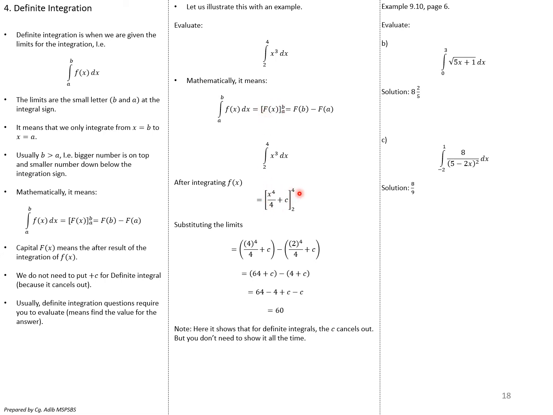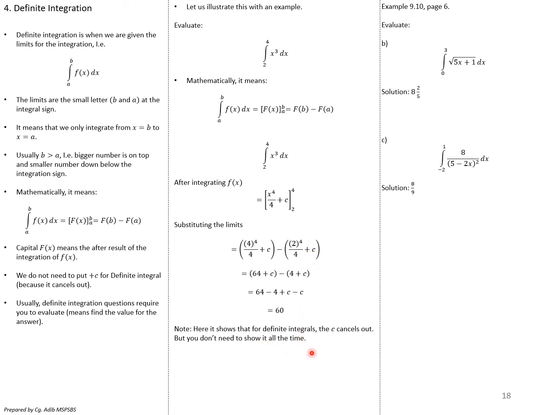So I just copy the limit for 2. This means you substitute 4 into the big F(x) minus you substitute 2 into the big F(x). Substitute 4 into here, simplify, and you notice that the c cancels out. That's why for definite integrals there is no plus c, because it cancels out. So next time you do this, you don't need to put plus c here. You don't need to show it cancels out.